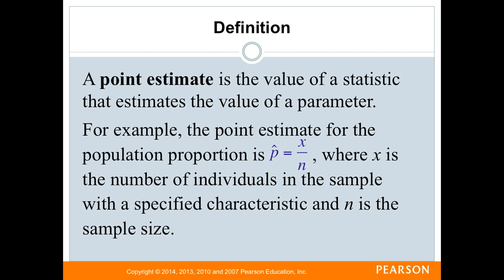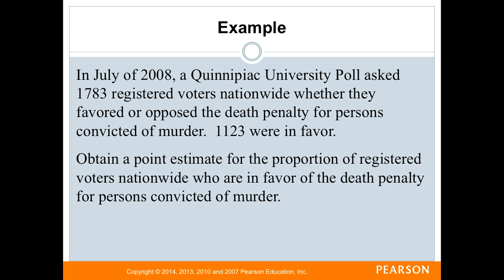So the first definition is actually a review from the previous chapter. A point estimate is the value of a statistic that estimates the value of some parameter. For example, the point estimate for the population proportion is denoted with a p with a little hat on top. We just say it as p hat. And what we do to find that is we just take x over n, where x is the number of individuals in the sample with some specified characteristic, whatever we're interested in basically, and n is just the sample size.